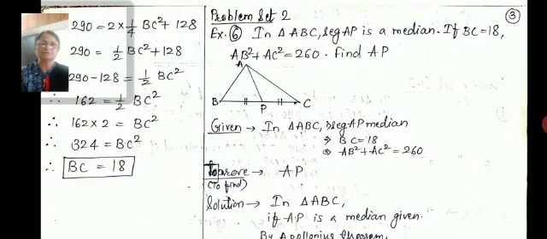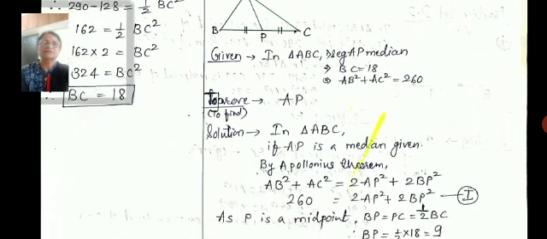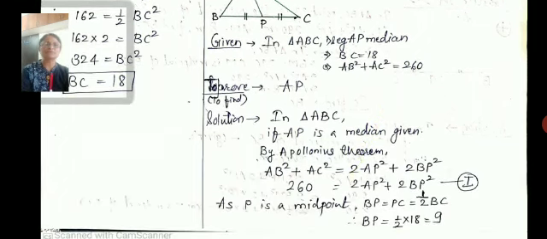How can we use the Apollonius theorem here? AB square plus AC square equals twice AP square plus twice BP square. BP is half of BC because P is the midpoint of side BC. So BP equals PC, which is half of BC. So BP equals 9.